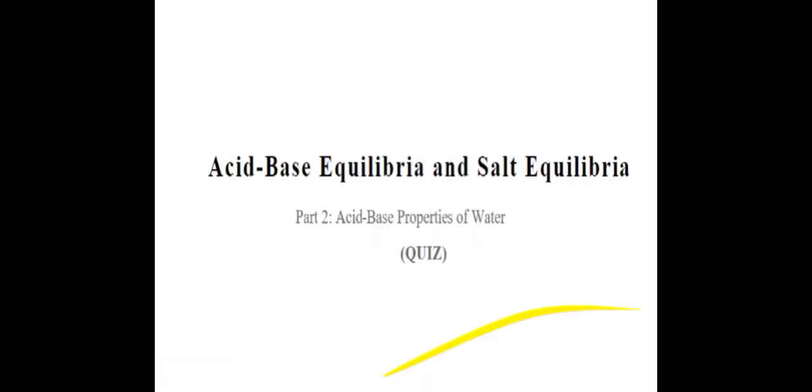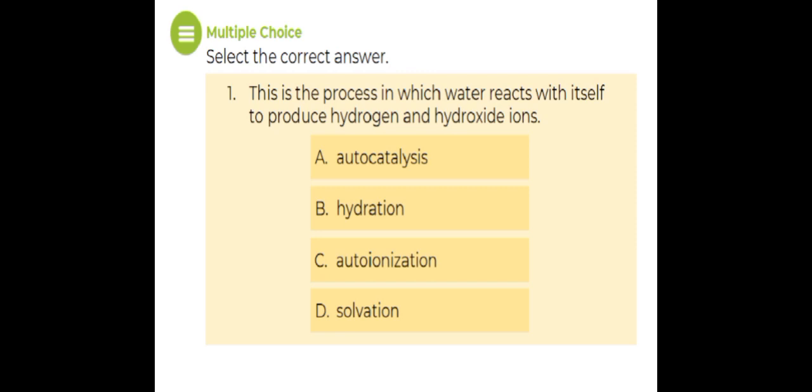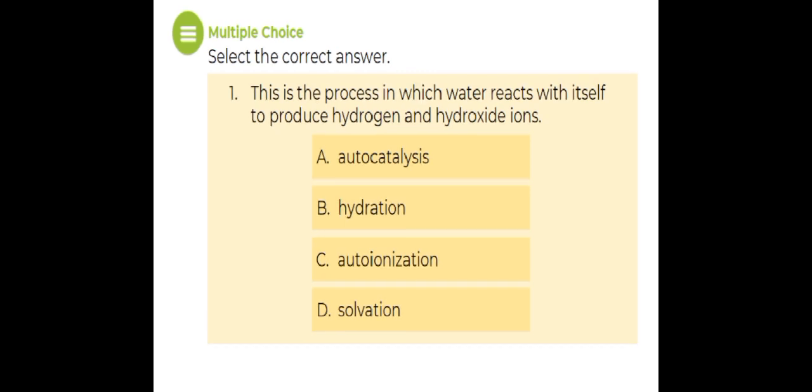So now, since we all know about the acid-base properties of water, let us proceed to a quiz. Number 1, select the correct answer. This is the process in which water reacts with itself to produce hydrogen and hydroxide ions. Is it A, autocatalysis, B, hydration, C, autoionization, or D, solvation?